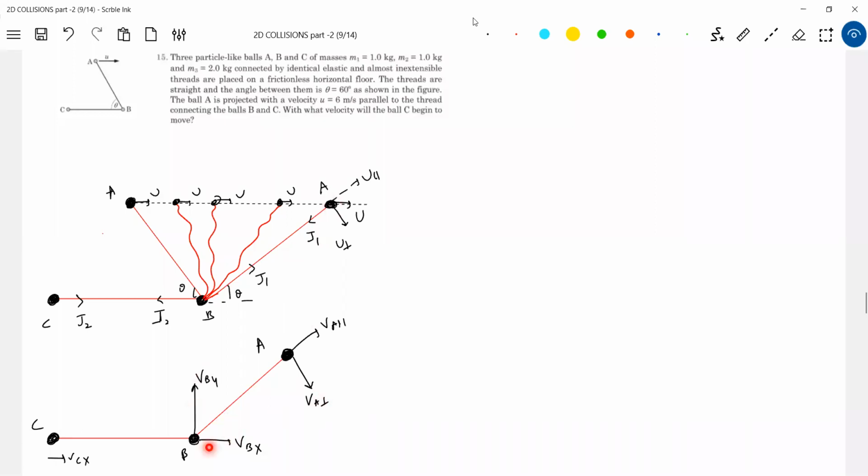What about B? Why do we have to show it? Somewhere it will move. So therefore, because of impulse J1 cos theta and J2, it will have an X component of velocity. Because of J1 sin theta, a Y component of velocity. So I'll put it in this way.